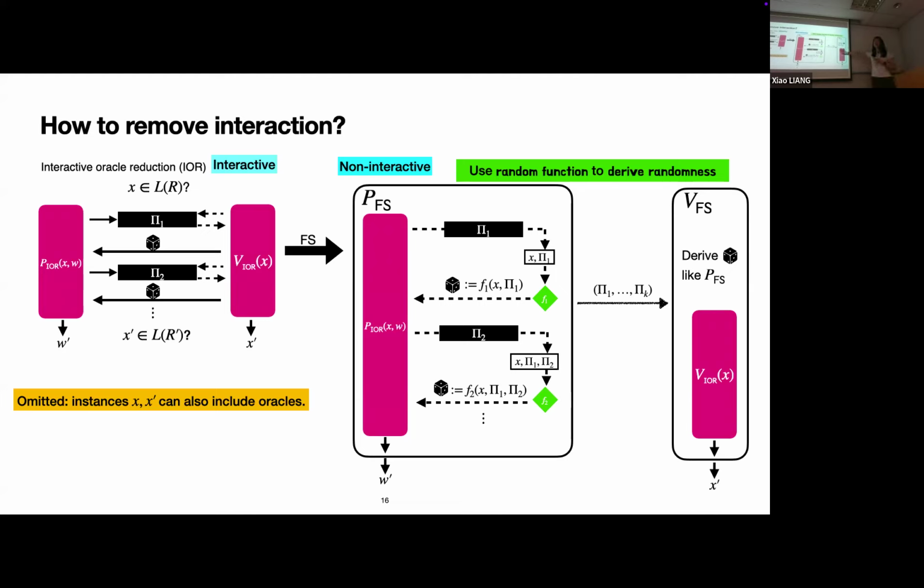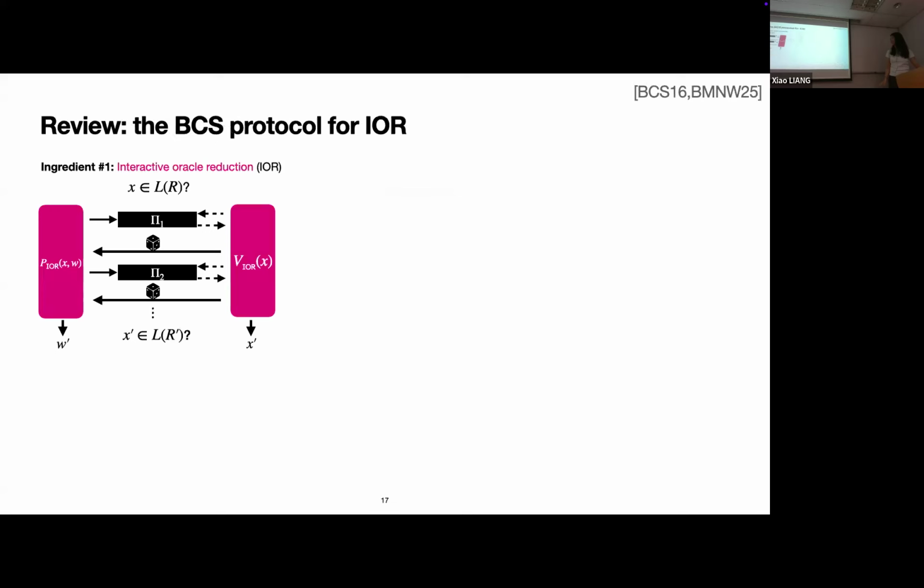There's a problem with this method. The problem is that if we send all the proof strings, it's actually too long. And that is why we need the second ingredient.